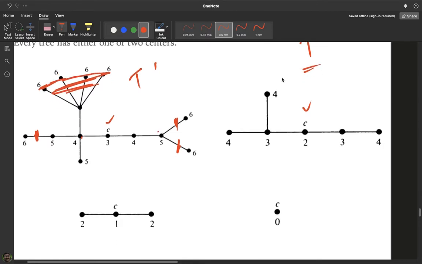Suppose here also I am going to delete all the end vertices. What will happen? I will be getting a new graph in which the eccentricities of all other vertices are reduced by exactly 1, and the center would be exactly the same. Again, if I repeat this process, it will end at some point.